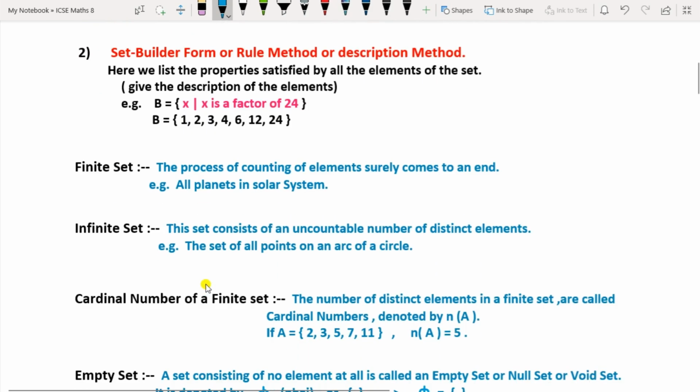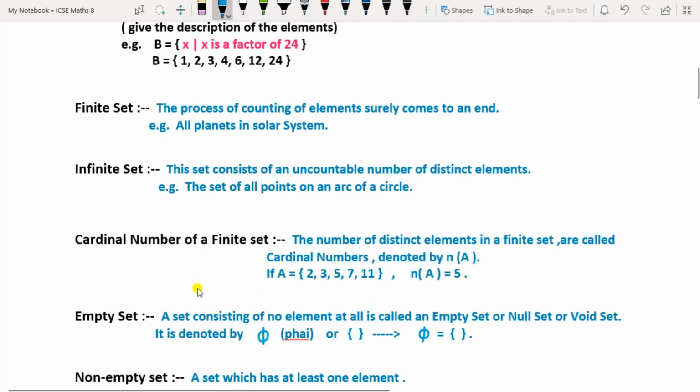Then there are some different types of sets. Let us see that. Finite set: the process of counting the elements surely comes to an end. Then it is called a finite set. For example, all the planets in the solar system. When you write the names of all the planets in the solar system in a set, there is no further element in the set after the 8 planets, so it is called a finite set.